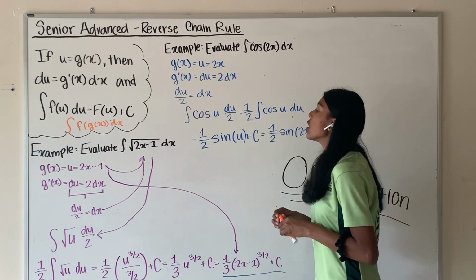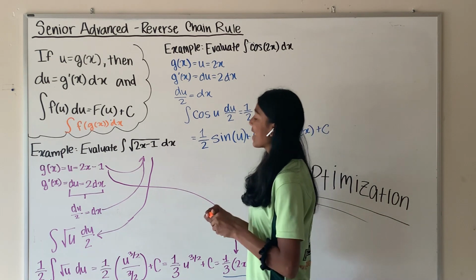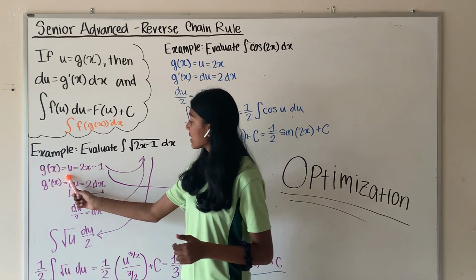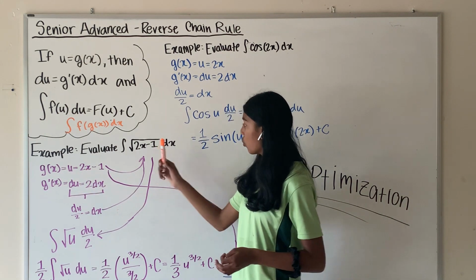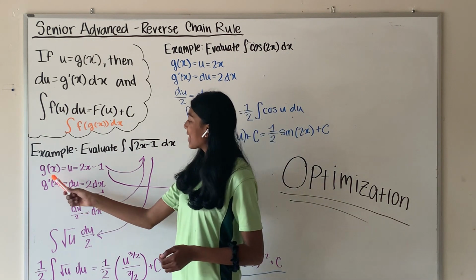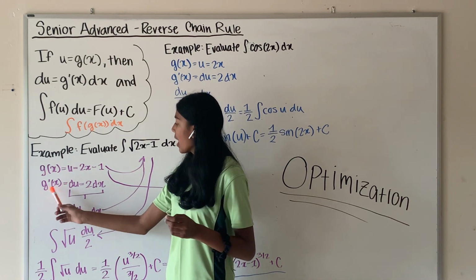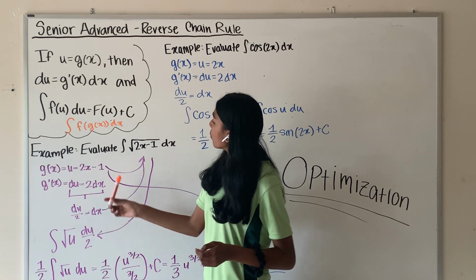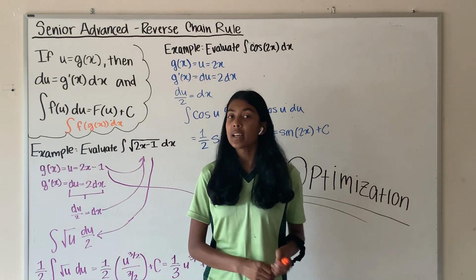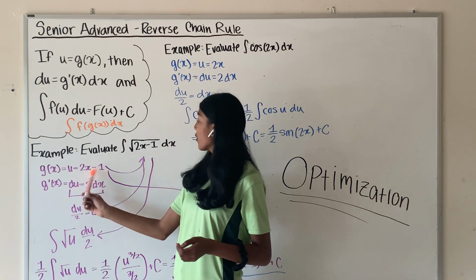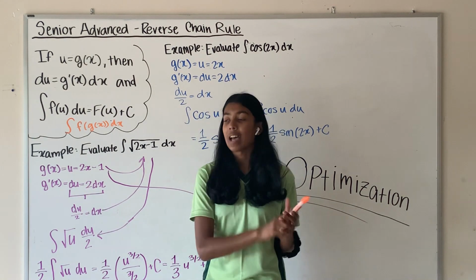Then we have our normal dx. What we're first going to do is set our inner function equal to u. So g of x is going to equal u, which is 2x minus 1. Then we're going to take the derivative, which is going to equal du, which is equal to 2 dx, because it's the derivative of g of x times dx, and the derivative of 2x minus 1 is 2 times dx.